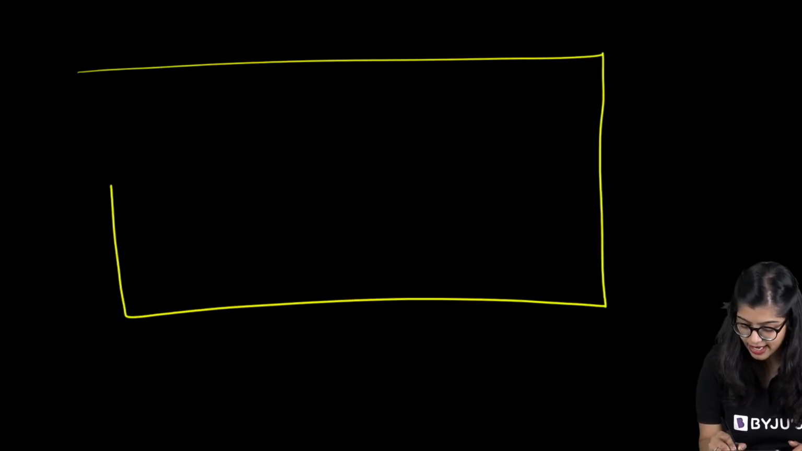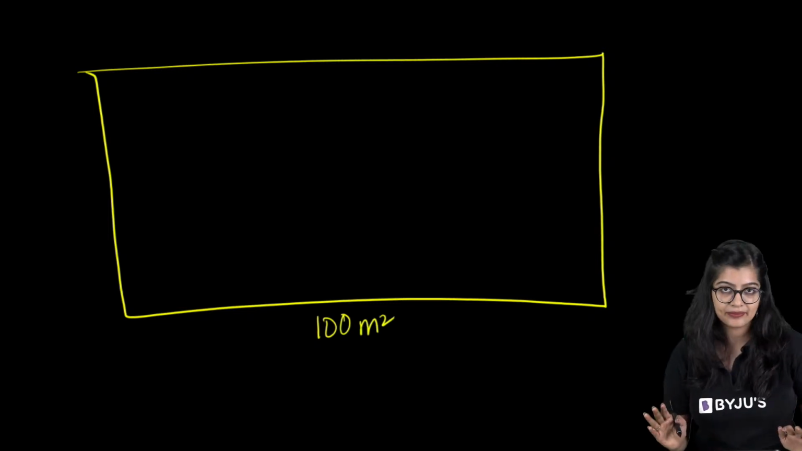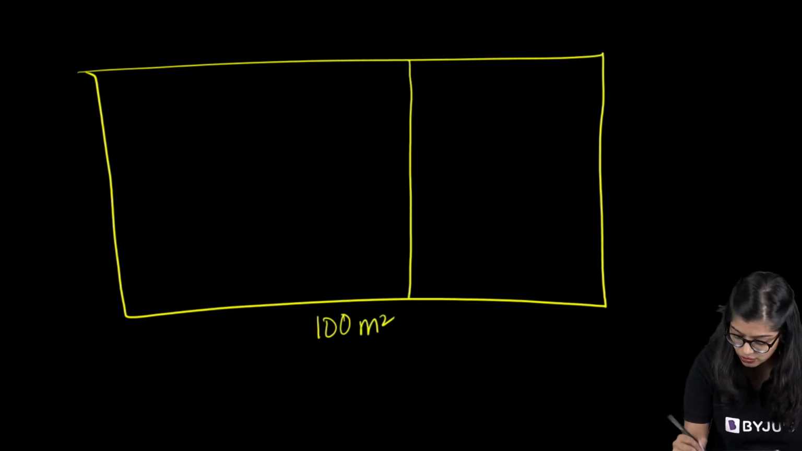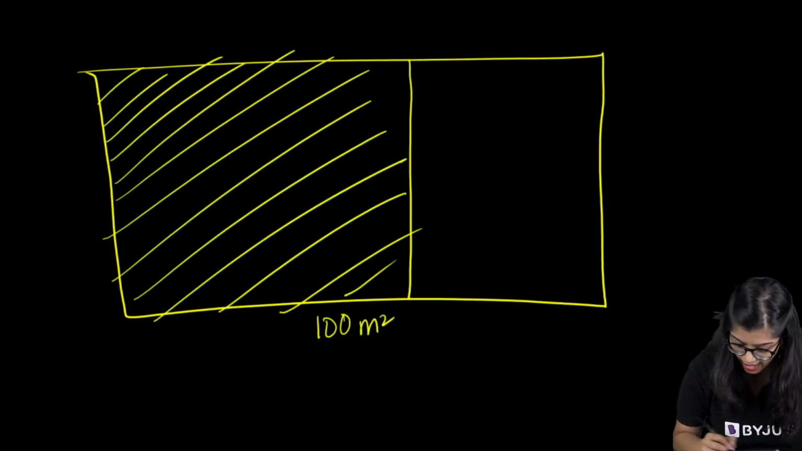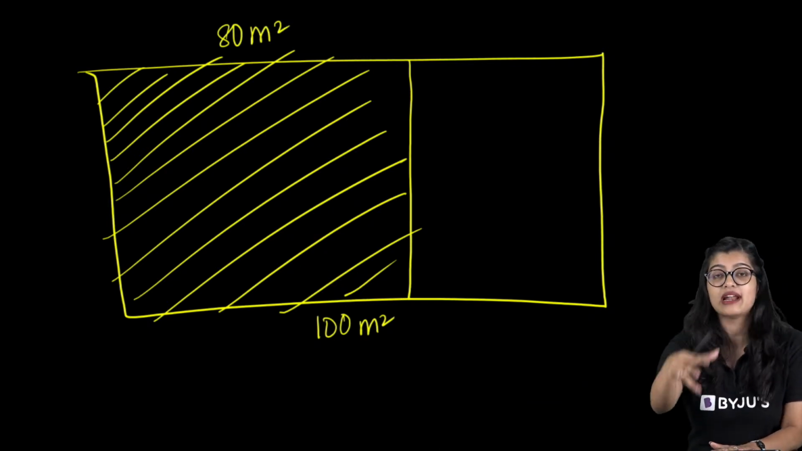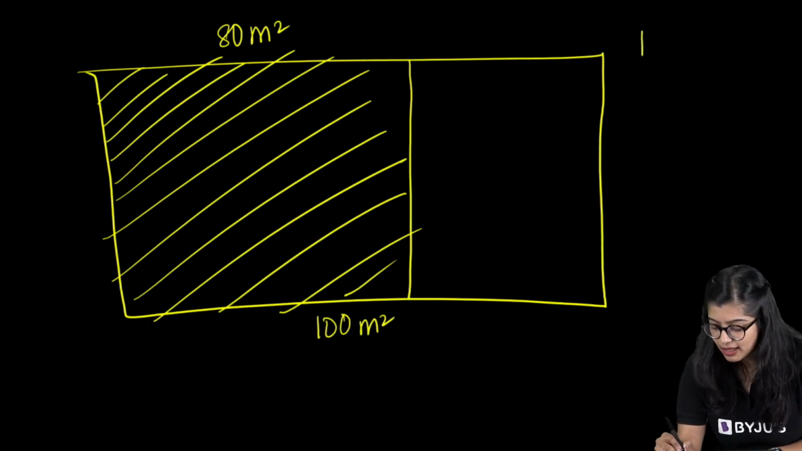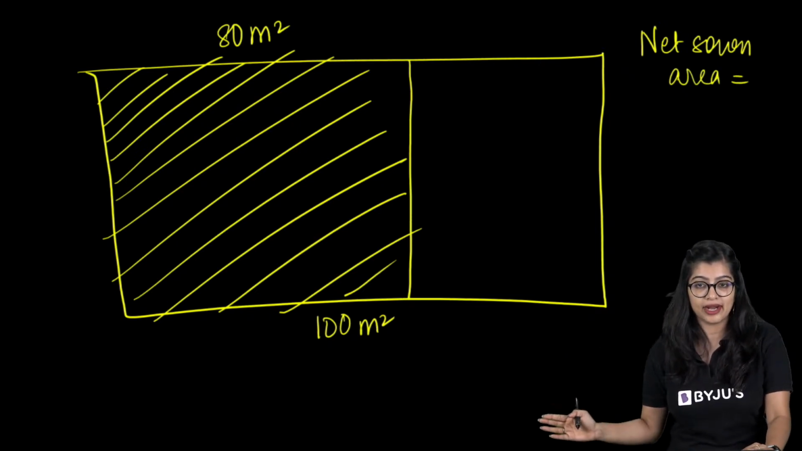So if I have this much land, let's assume I have 100 meters square of land. Out of 100 meters square, I use maybe 80 meters square. So 80 meters square of area I have sown and harvested crops. What will be my net sown area? Can you all tell me? What is going to be my net sown area?